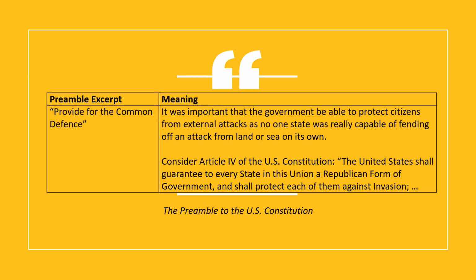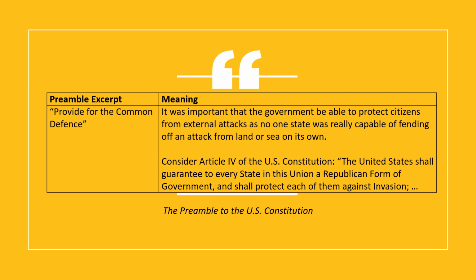To provide for the common defense. It was important that the government was able to protect citizens from external attacks, as no one state was really capable of fending off an attack from land or sea on its own. So consider Article 4 of the U.S. Constitution, where it says, "The United States shall guarantee to every state in this union a republican form of government, and shall protect each of them against invasion."